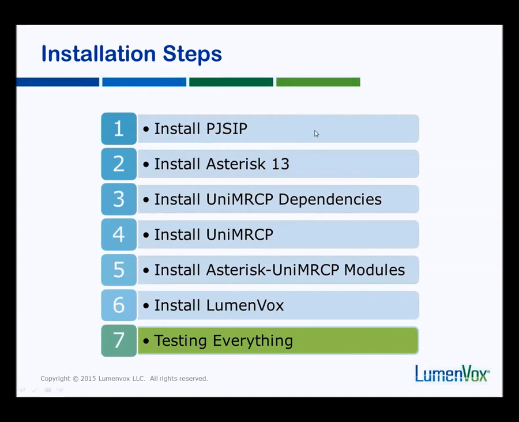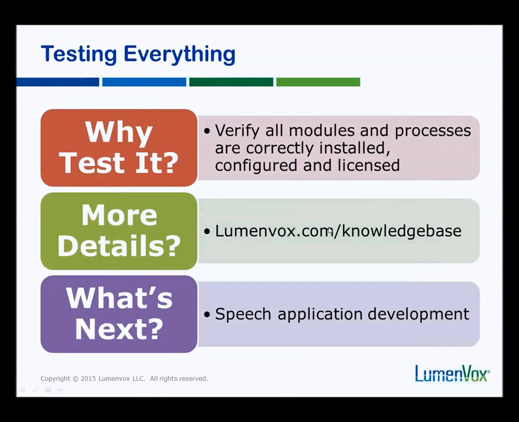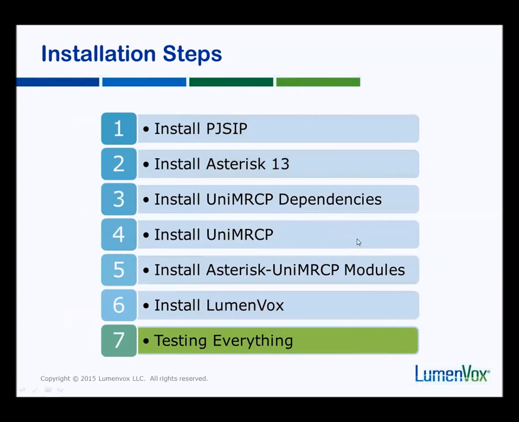So we installed PJSIP, a requirement for Asterisk. We then went ahead and installed Asterisk13. Then we installed the dependencies that are needed for UniMRCP, and then installed the UniMRCP library itself. Then once that was installed, we went ahead and configured the Asterisk UniMRCP modules, which again allowed Asterisk to communicate using MRCP with the LumenVox speech services. Then once all of that was in place, we went ahead and installed and configured the LumenVox services.